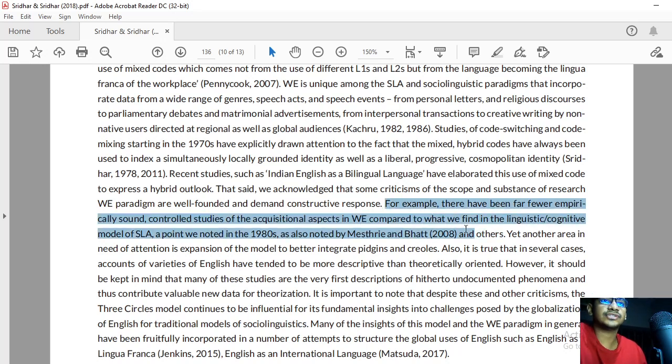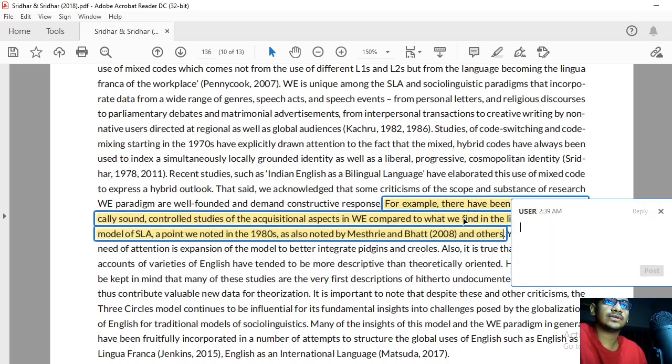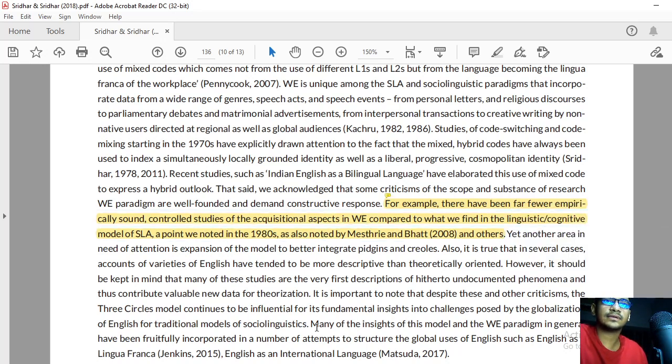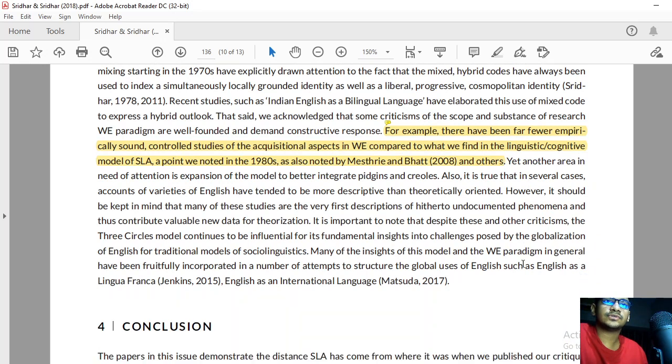So here actually the writers Sridhar and Sridhar are giving a criticism of their own. They're saying that World Englishes isn't actually conducting research empirically. Lack of empirical research in World Englishes. So this is a criticism that Sridhar and Sridhar themselves are making. So there is scope to do more empirical research.